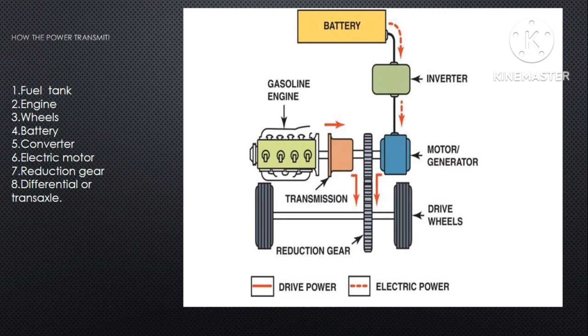If the wheels need less power, the excess power will be used to charge the battery. Excess power in the generator will recharge the battery. It has an excess voltage. How does it produce it? It produces it with the help of the gasoline engine, because the generator is rotating with the speed of the engine.